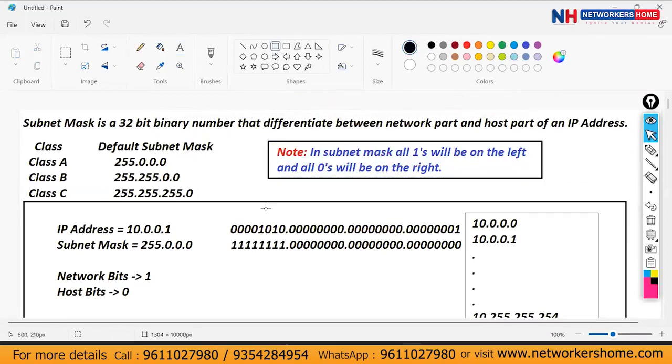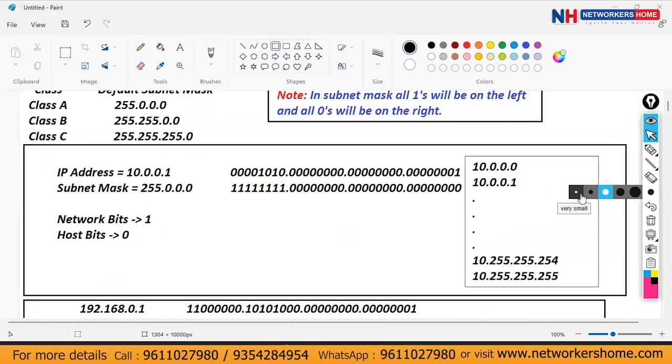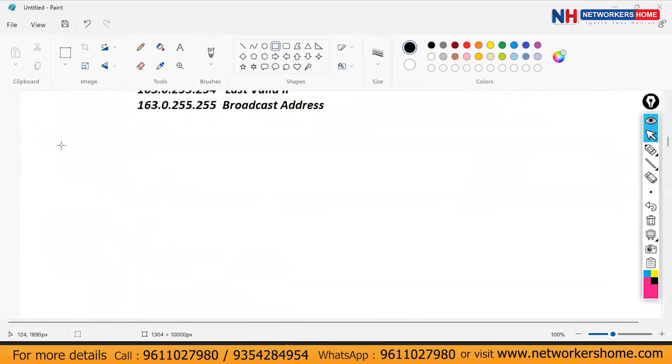This is clear. Now, looking at the subnet mask, can you tell me, in the case of class A, how many network bits are there? 8 bits. If you see this subnet mask, there are 8 ones, meaning total 8 bits are for network. And how many bits are there for host? 24. What about class B? 16 and 16. What about class C? 24 for network and 8 for host. Clear? So this is also something you must note.